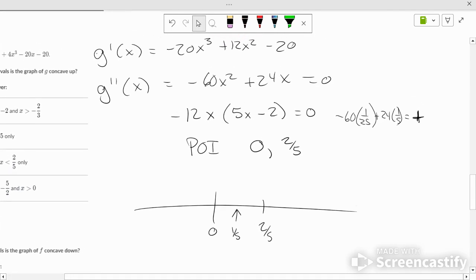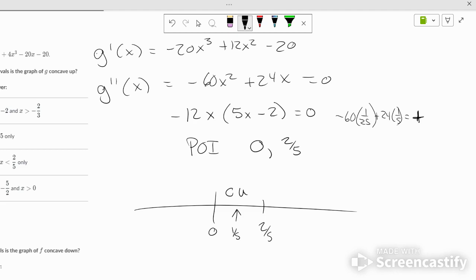Why? Negative 60 over 25 is negative 2.4, right? 24 over 5 is like 4.8. A negative 2.4 plus 4.8 is going to be a positive 2.4. So, it is concave up between here and here.